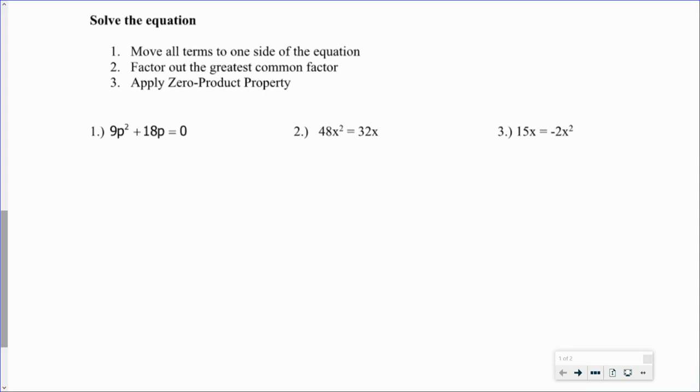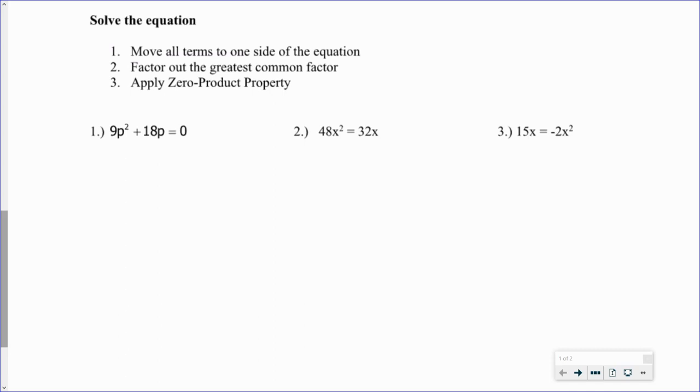All right, so in our last video, we focused mainly on factoring out greatest common factors from polynomial expressions. Now what we're going to do is connect that idea with the idea from the video before that, which was the zero product property for solving polynomial equations. I'm going to go through 3 examples with you, and then we're going to go to the next slide.